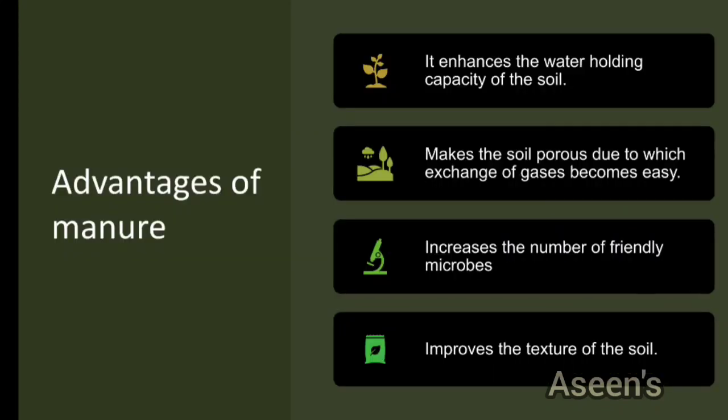Now let's talk about the advantages of manure. Manure has lots of advantages, and we are going to see them one by one. The first one: it enhances the water holding capacity of the soil. So it makes the soil able to hold more and more water. The water holding capacity of the soil increases when you add manure to the soil.